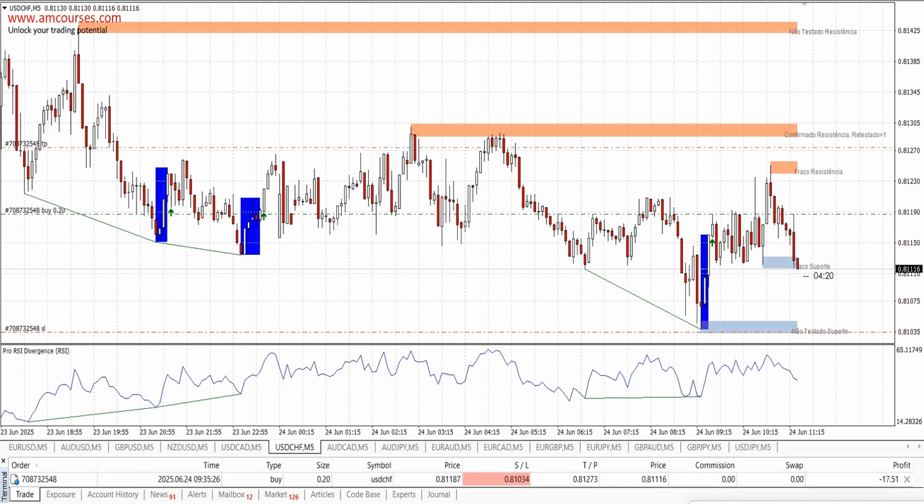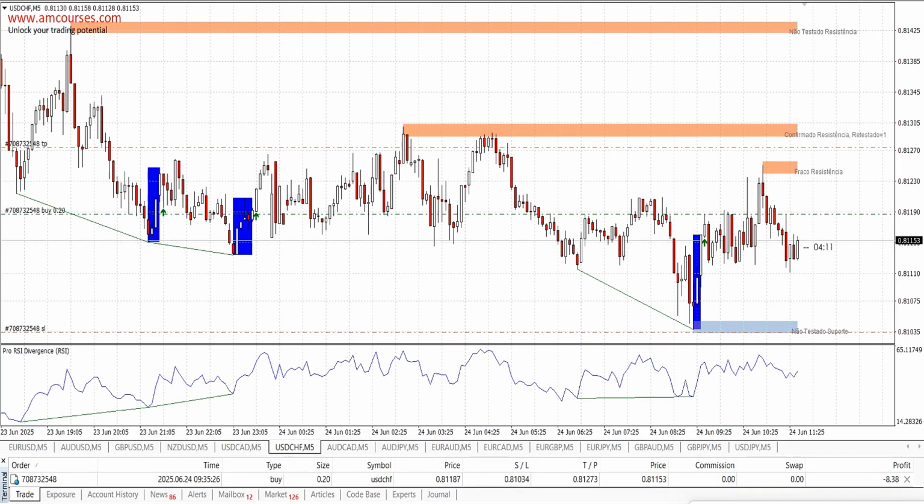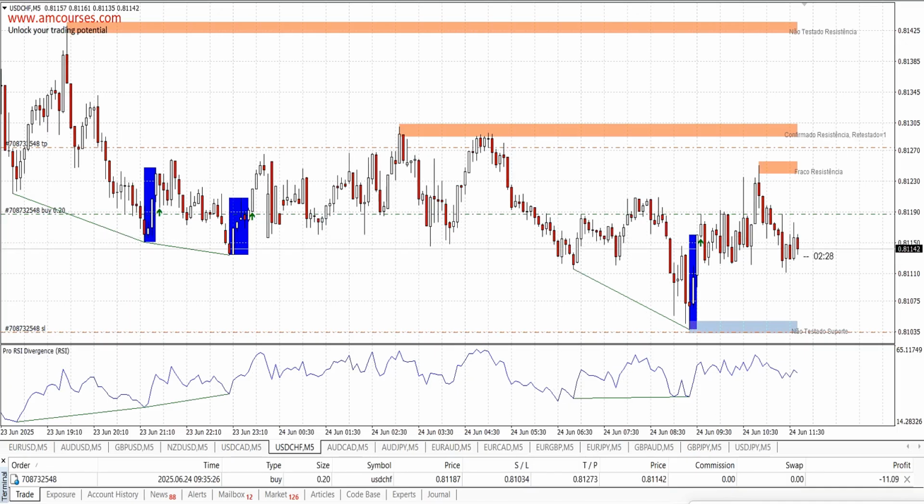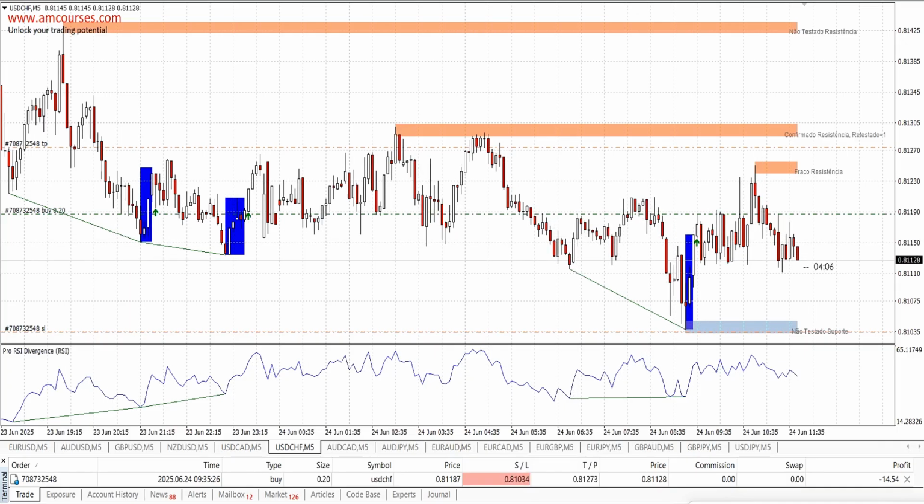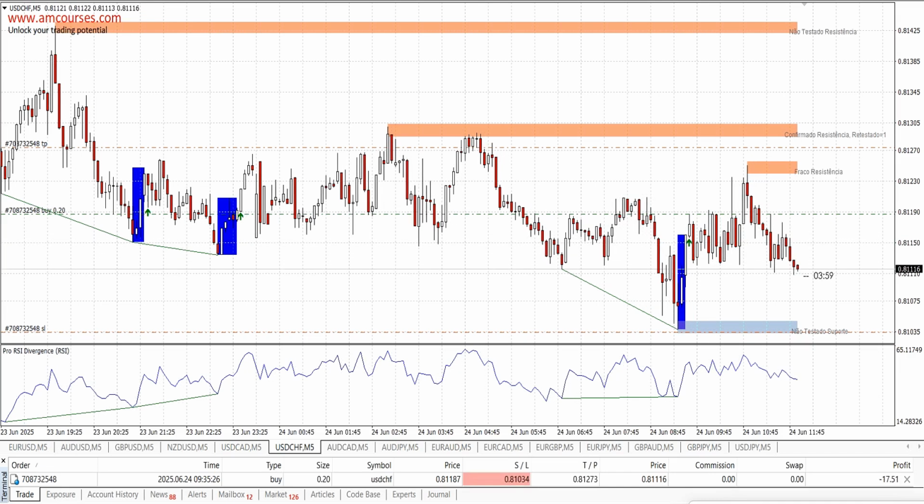I entered a buy trade. Stop loss placed just below the support zone to protect my capital in case price reversed. Take profit target was set near the next resistance zone, and as you can see, price moved up strongly right after entry, hitting the TP perfectly. This was a clean and confident trade using the RSI divergence strategy.